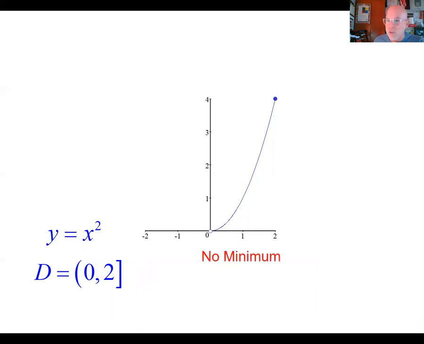Well, it doesn't have one, because that's not inclusive. I'm not including the 0. So this graph on this closed interval or in this domain has no minimum value, as strange as that feels. But it does have a maximum value. It has a maximum value of 4 at x equals 2.